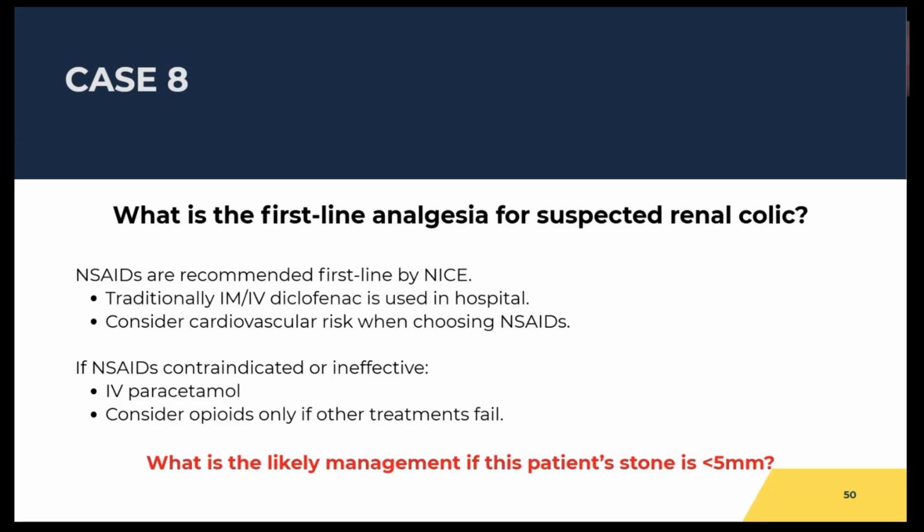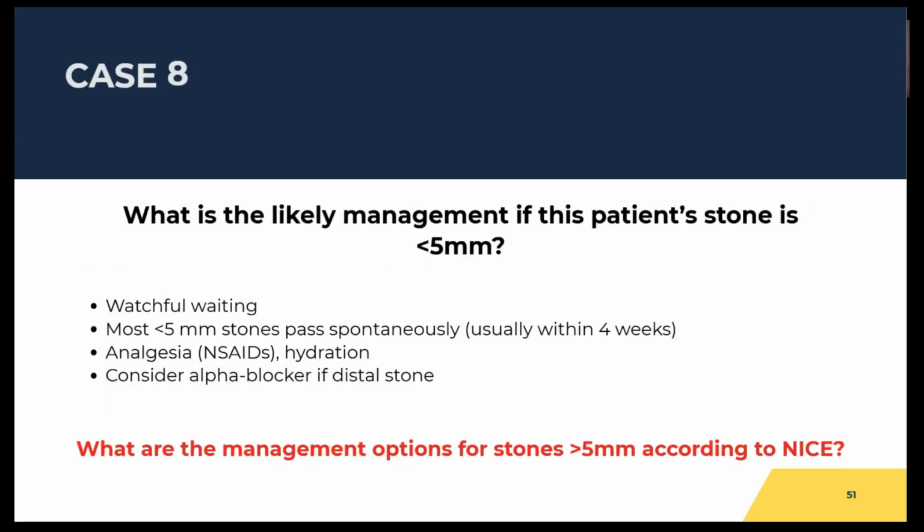Okay, so someone's mentioned watch and wait. So yes, what we'd like to do is watchful waiting, because most stones under 5 millimeters normally pass spontaneously, usually within 4 weeks. Analgesia, like we said, NSAIDs, and hydration. And then we also want to consider an alpha blocker if it's a distal stone, for example tamsulosin, which can promote smooth muscle relaxation and help facilitate the passage of the stone.